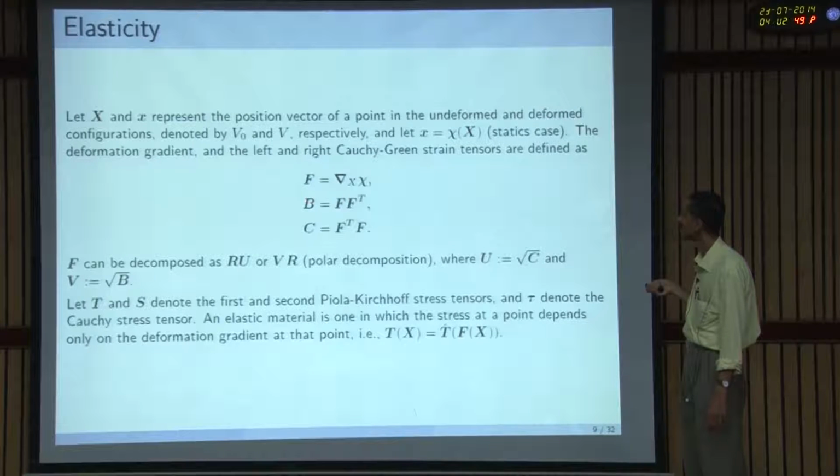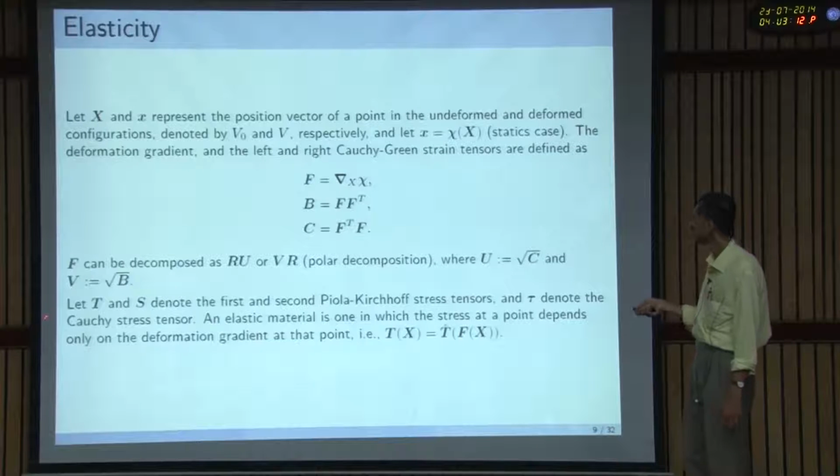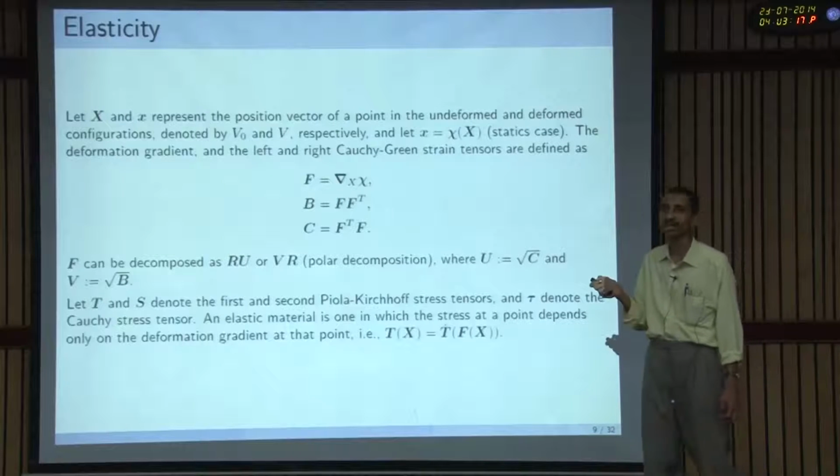This is known as the left Cauchy-Green strain tensor, that is F F transpose, and this one here is known as the right Cauchy-Green strain tensor, that is F transpose F. Then you can use the polar decomposition. You can decompose F as RU or VR, where U is the square root of C and V is the square root of B. Let P and S now denote the first and the second Piola-Kirchhoff stress.